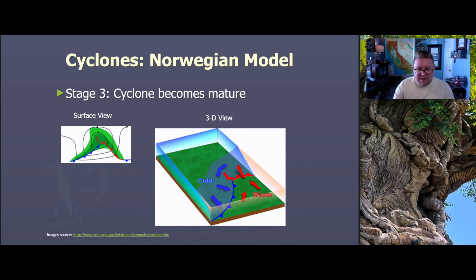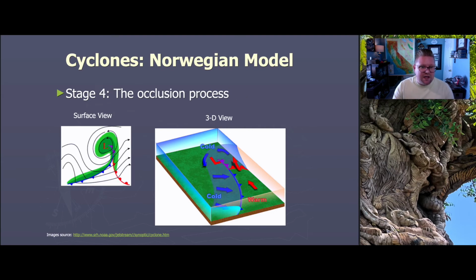Now, stage three is when the cyclone begins to become mature. So now the warm air is aggressively pushing in. We can definitely see that there is some rotation involved. The cold front is moving outward. Again, things are moving essentially counterclockwise into one another, so it's starting to create that spinning effect. That is when the cyclone will become mature. Stage four is considered the occlusion process.